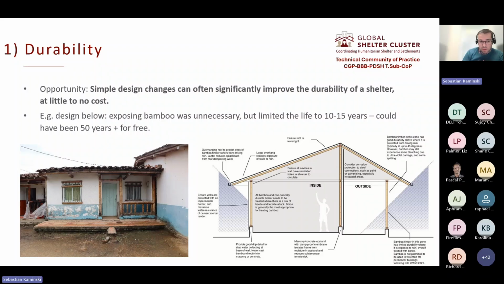On the bottom left, that's a photo again from Colombia. What they did there, they exposed the bamboo fully to the elements. The design life is limited to 10 to 15 years, but for free, we could have achieved 50 years just by having it fully protected.